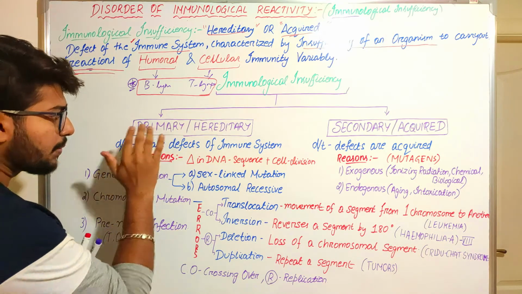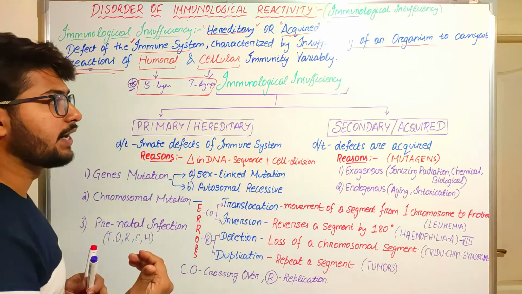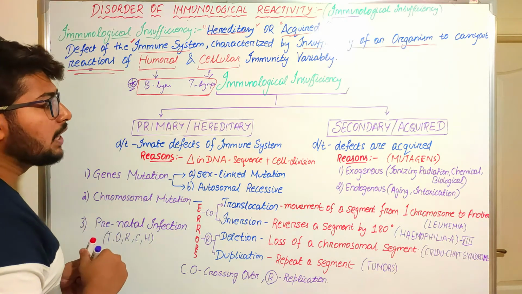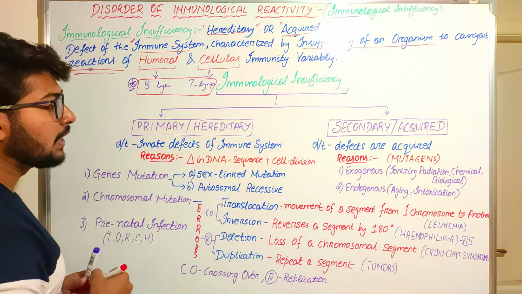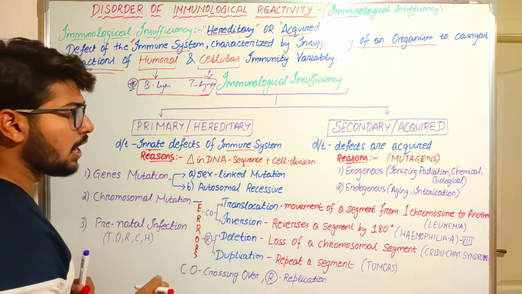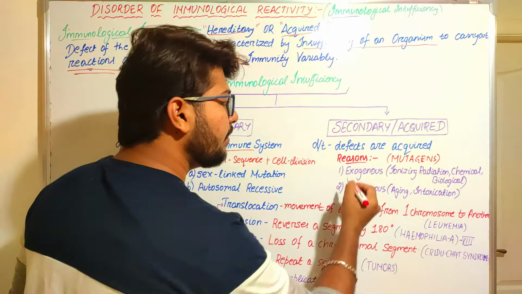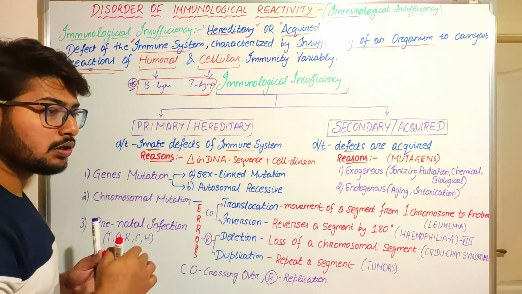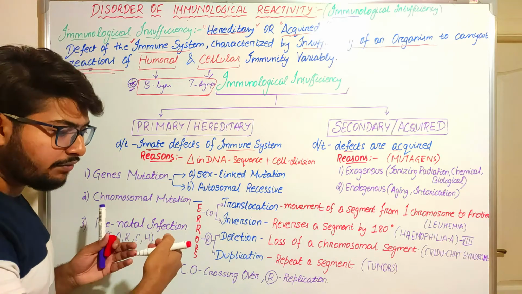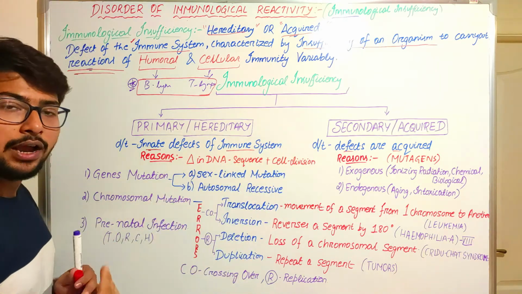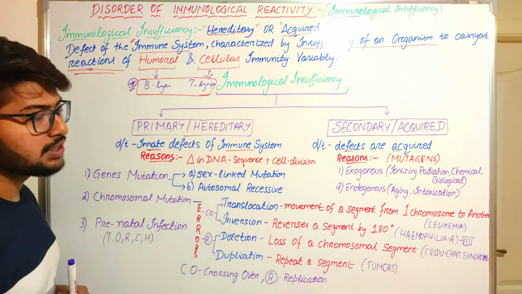Okay, primary means it will be hereditary, it may be congenital, it may be present before the birth, and it occurs due to innate defects of the immune system. And secondary will occur if the defects are acquired during the process of ontogenesis or the development of an organism. If the defects are acquired, then we will call it as secondary or acquired type of immunoinsufficiency.